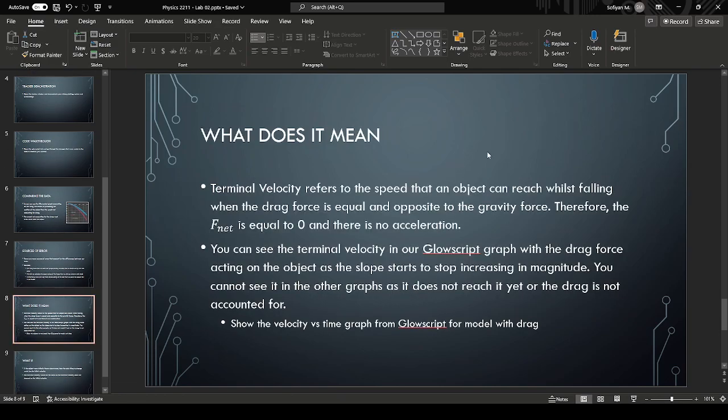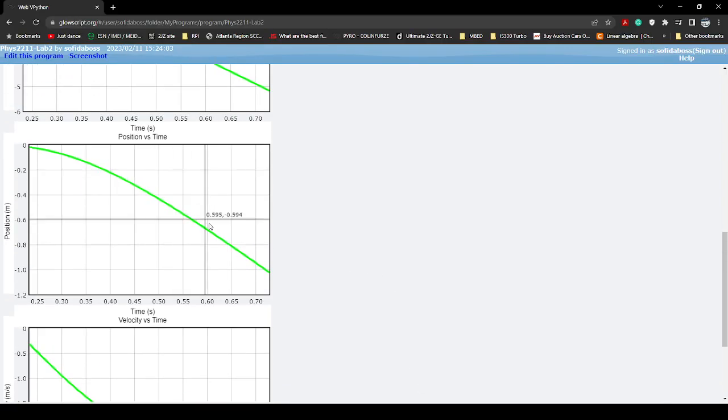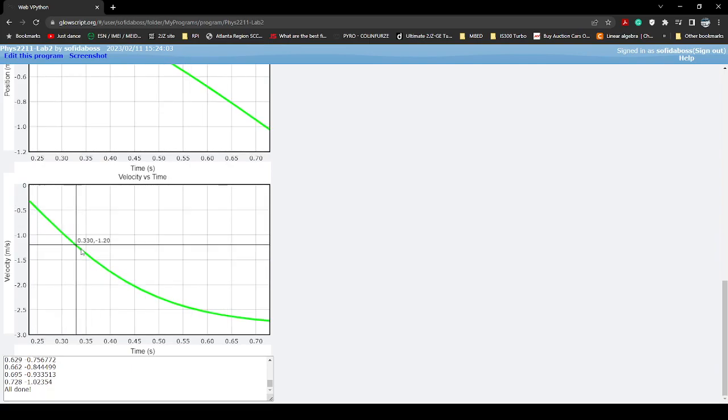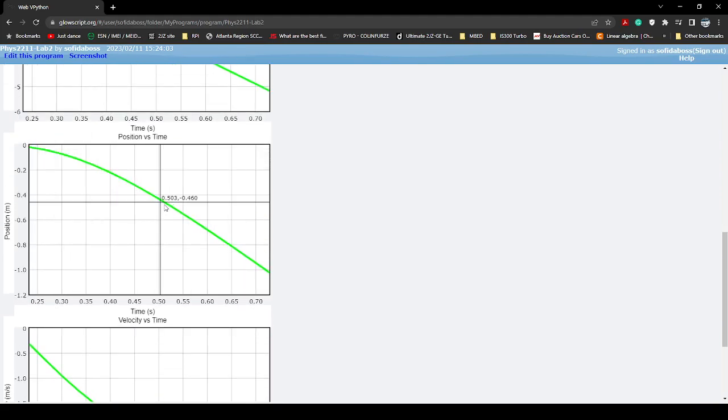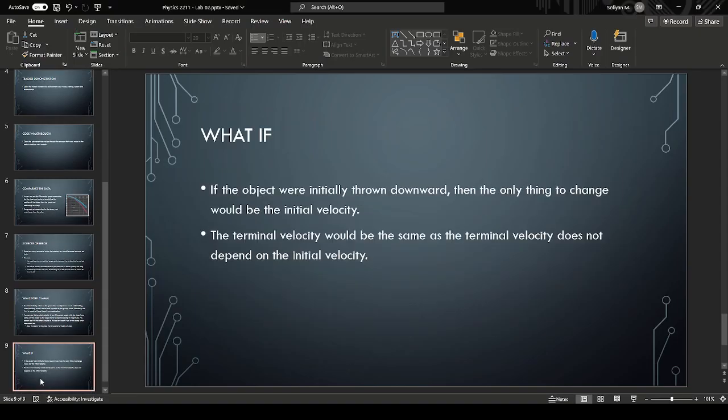Terminal velocity refers to a speed that an object can reach when falling, when the drag force and the gravity force are equal and opposite. You can see this in our velocity versus time graph for the model that accounted for drag, and I can show you that right now. Going back to GlowScript, as you can see, in the model that accounted for drag, in the velocity versus time you can see the graph start to level out, and even in the position versus time, the slope stops increasing in magnitude. And we'll get back to the PowerPoint, go over the what if.